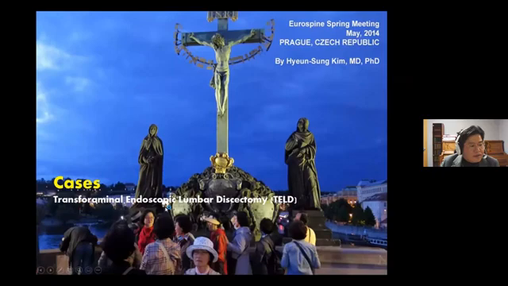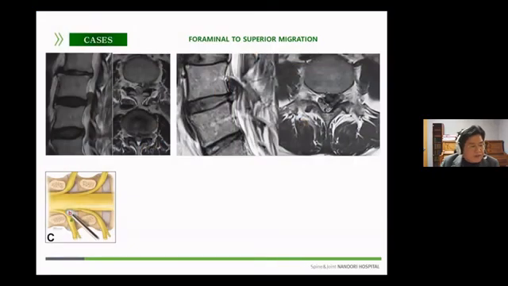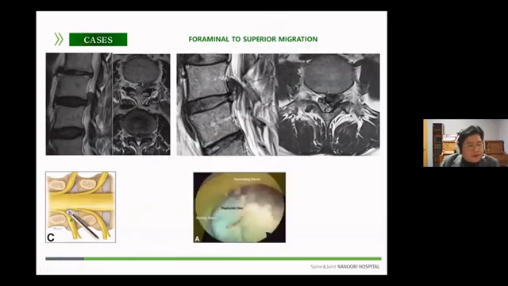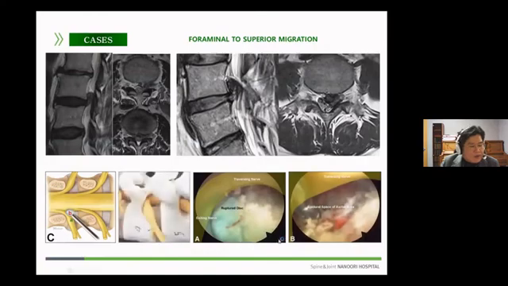Now let's look at the cases found in the transforaminal endoscopic lumbar discectomy. Here we can see the foraminal to superior migratory disc. Foraminal to superior migratory discs are often difficult in open surgery. However, in transforaminal endoscopic lumbar discectomy, if the foraminal route is used, damage to the surrounding structures can be minimized while resolving this problem like this.